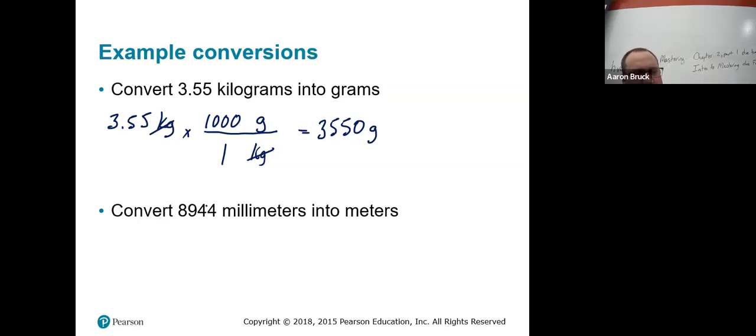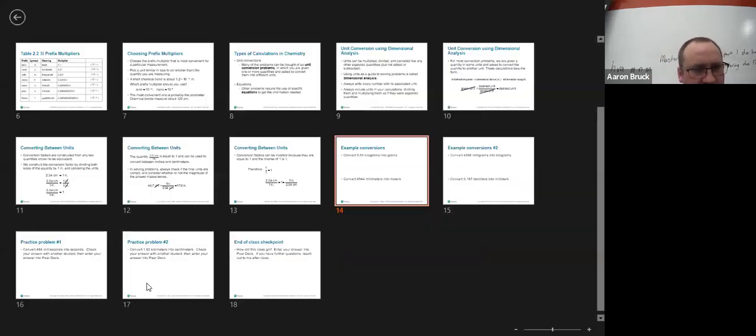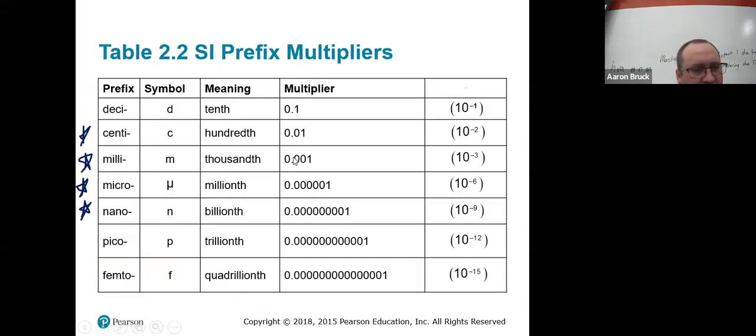All right. Convert 8,944 millimeters into meters. So again, start with what we have. And I want to convert millimeters into meters. So millimeters needs to go in the denominator. Meters needs to go in the numerator so that the millimeters cancel and I'm left with meters. What's my conversion? So I go back to my metric chart. Milli is 1/1000.